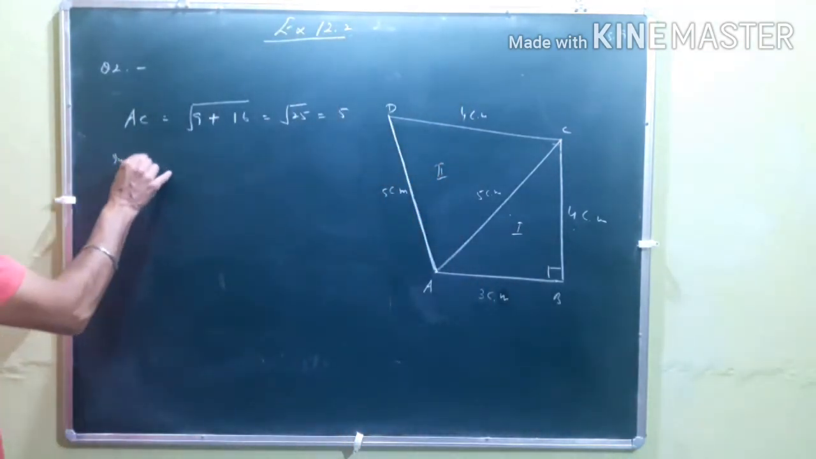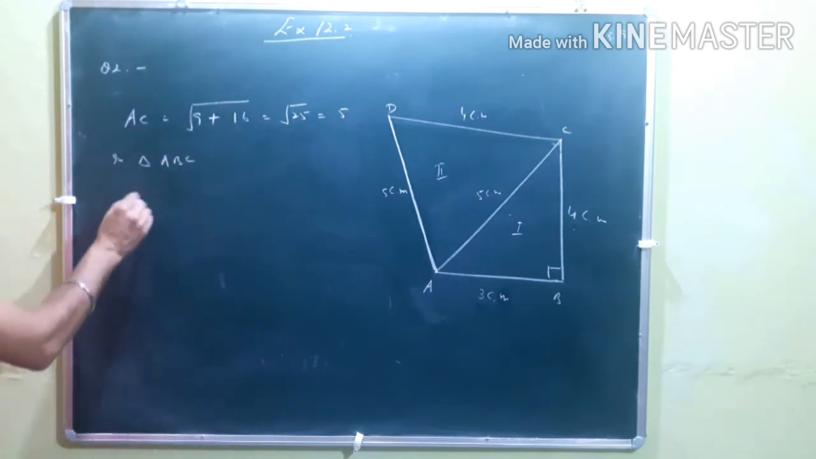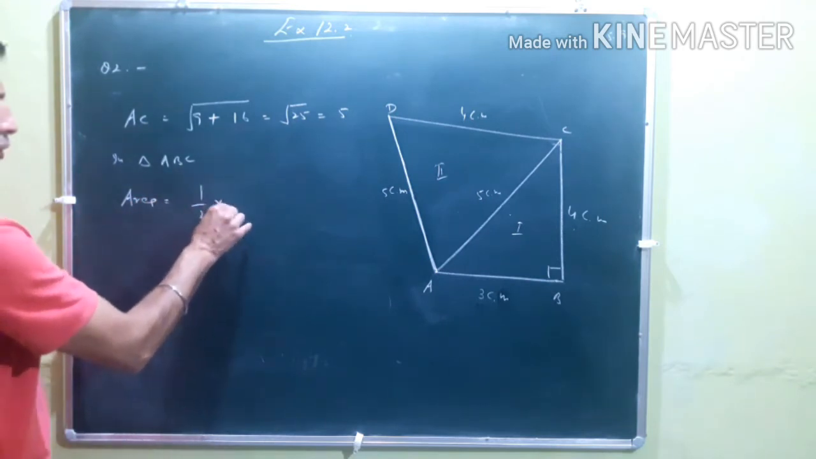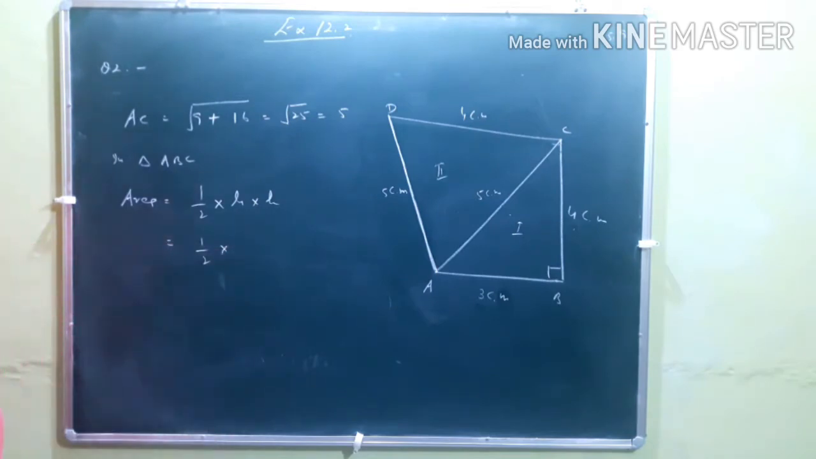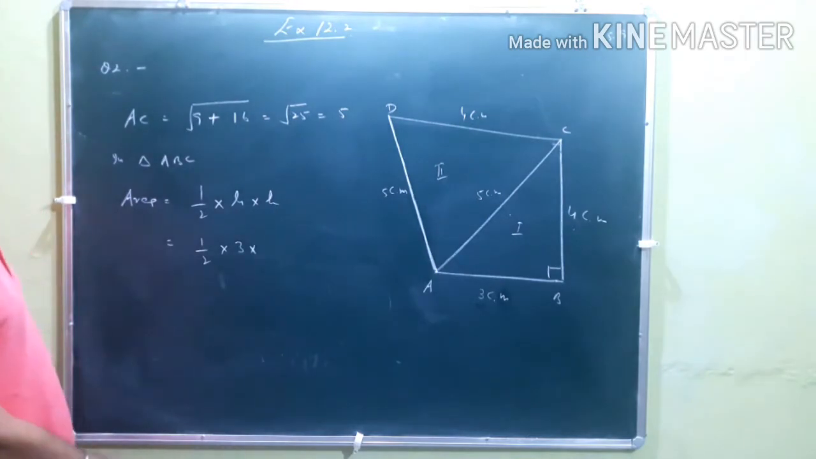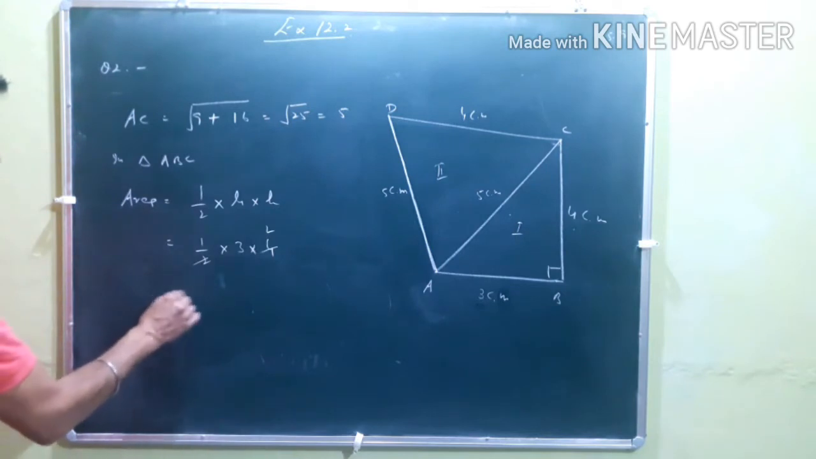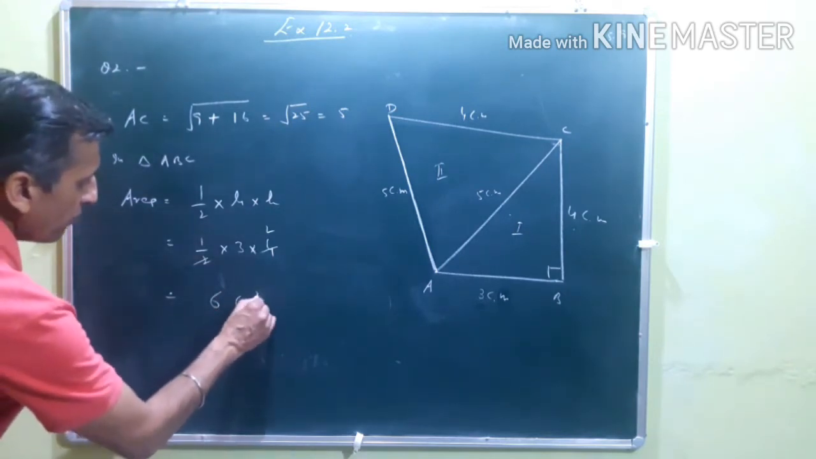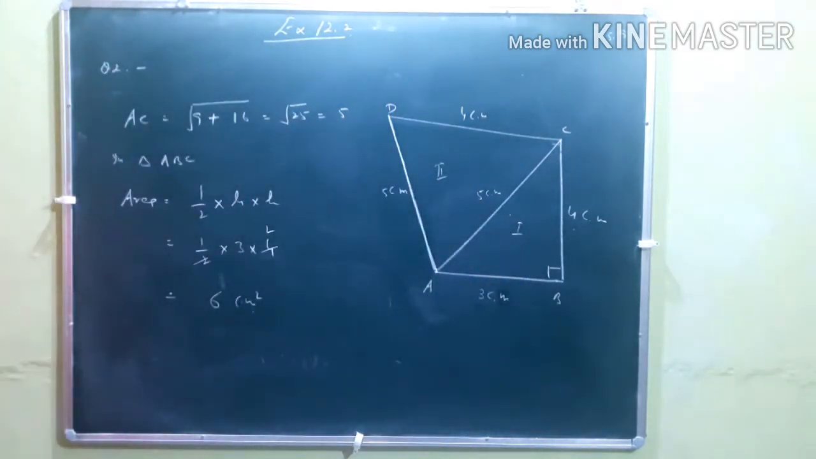So in triangle ABC, I am going to use the general formula for area. The area of this triangle is equal to 1 by 2 into B into H, which is 1 by 2 into base, that is 3, into height, that is 4 centimeter. If 2 and 2 is cut, so 3 into 2 is 6. So the unit is 6 centimeter square. So this was the area for this first triangle.